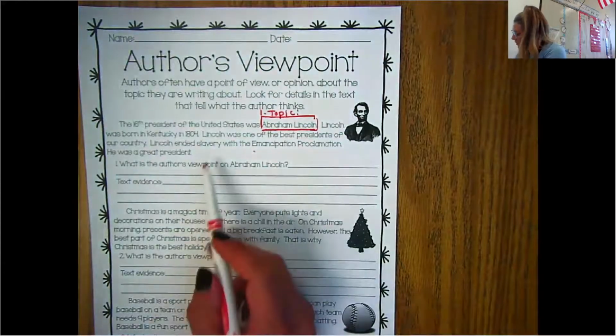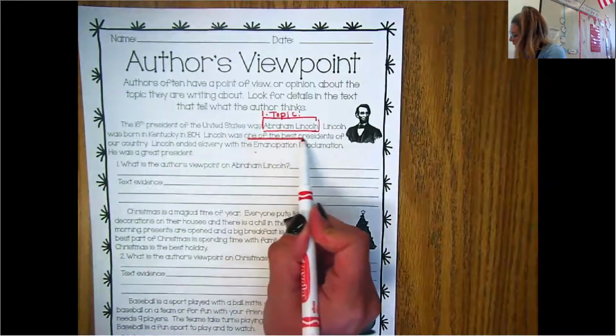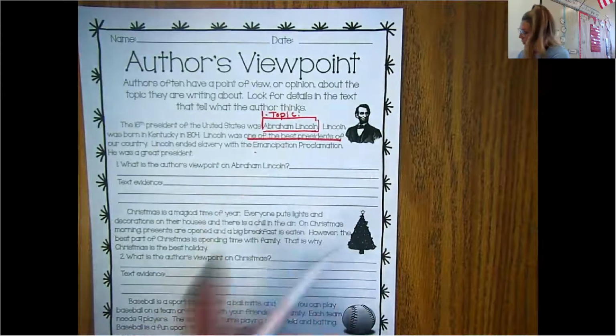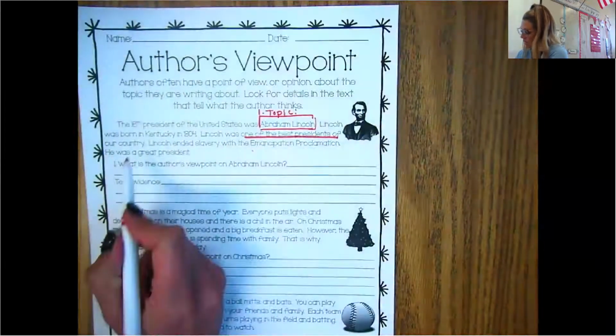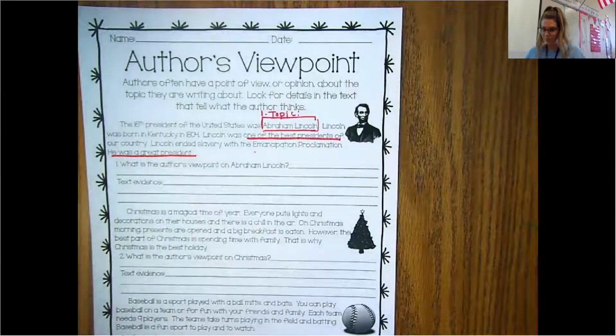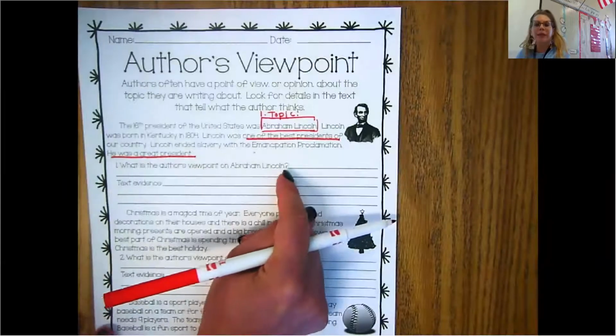Let's see. If you look right here, Lincoln was one of the best presidents. And then remember how I mentioned last week or a couple weeks ago in our reading groups that if an author repeats something over and over again, it is very important? Well, one of the best presidents, he was a great president. So back now to step number 2. What is the author's viewpoint of Abraham Lincoln?